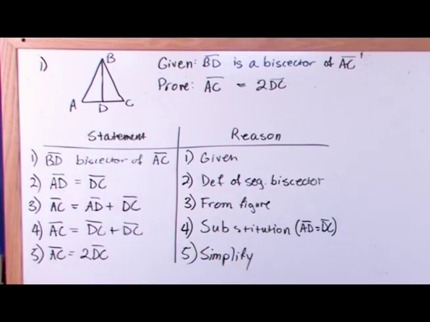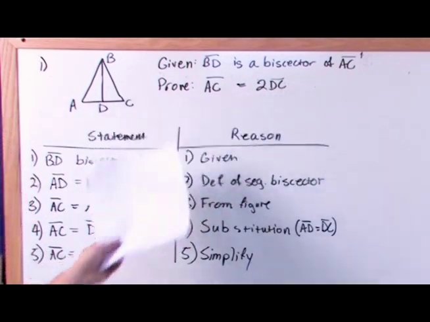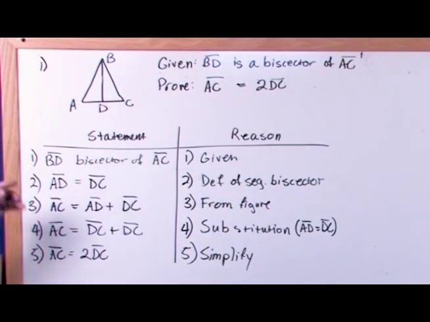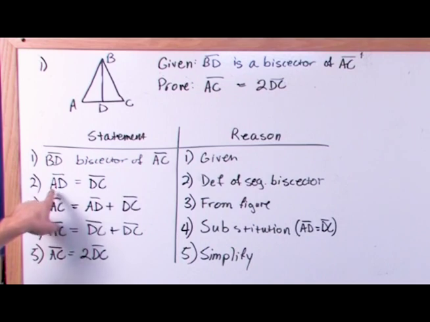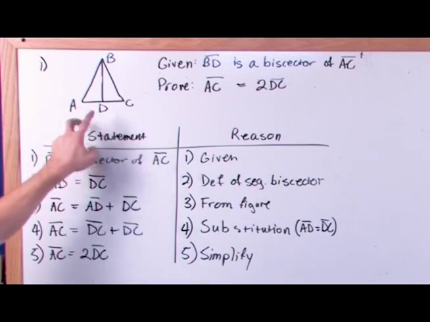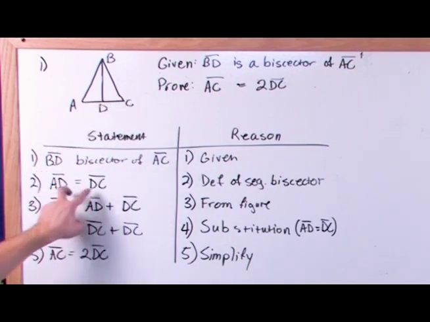Okay? So here we have our first proof. You're given this guy. You start with a given and you want to prove this, and you just have to logically go through it. First, you say, well, this is a bisector, so this is what I'm given. Bisector means that I cut this segment into equal parts, so AD is equal to DC.